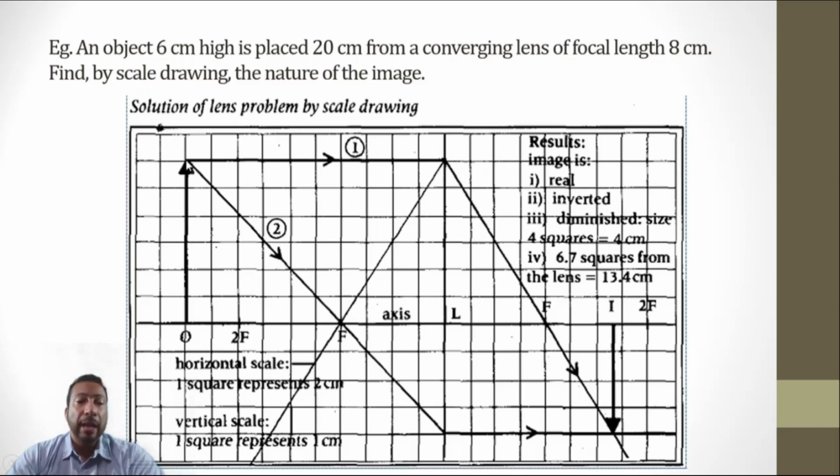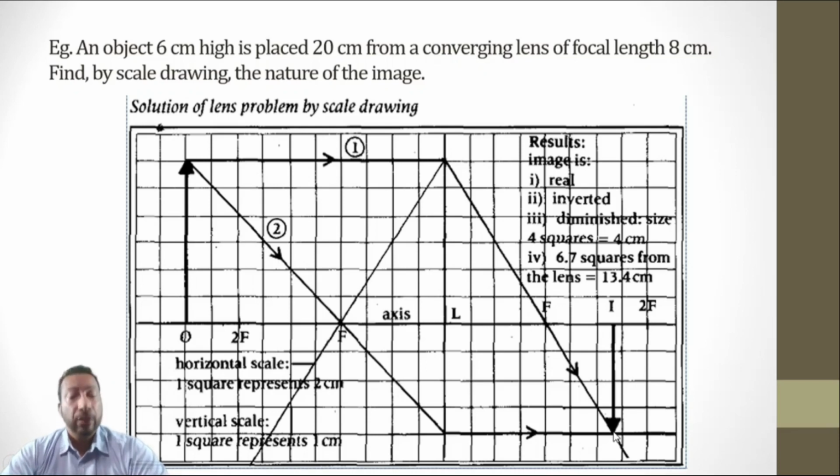The second ray I draw to go through F on the same side of the lens as the object. And then when it reaches the lens, in other words, the vertical axis, then I draw it to go parallel to the principal axis. And right here where these two rays meet, that is where your image is located.